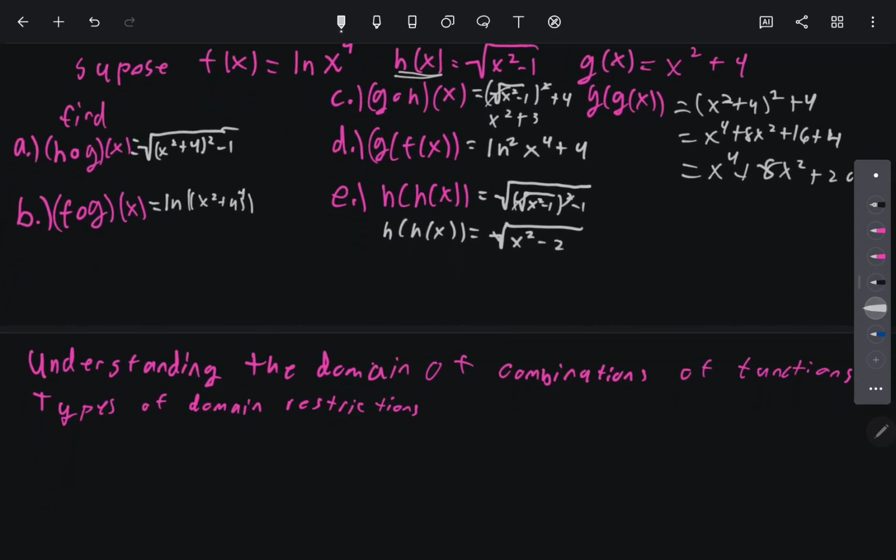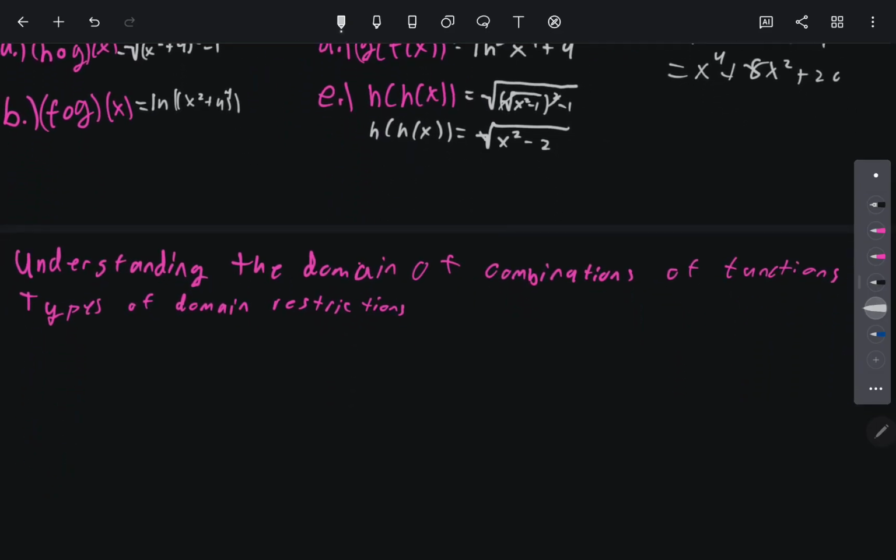Now, a very interesting thing about these composite functions, or these combinations of functions, is they often have domain restrictions. And you'll understand why this is important. I'm going to ask this question right now. Is the square root of x squared the same thing as the square root of x, squared? And the answer to this question is it's not.